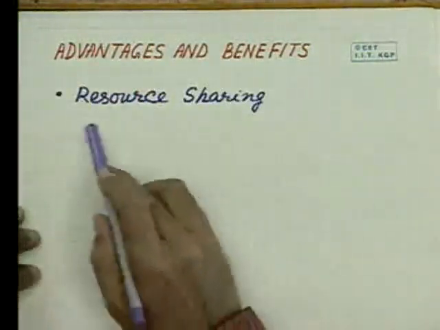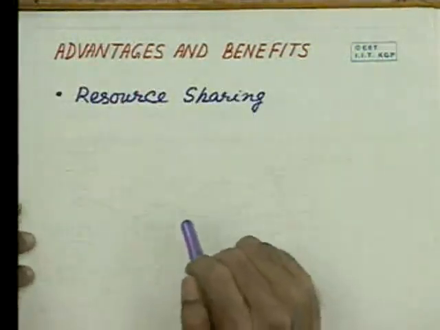You may be asking, why is computer network becoming more and more popular? Why is the proliferation of computers taking place at such a high rate? There are various reasons. Let us see the advantages and benefits of computer network. First one is resource sharing. You can share costly resources, equipment, programs, data located at distant places, irrespective of where it is actually located. You can share it in a very convenient way as if it is available close to you.